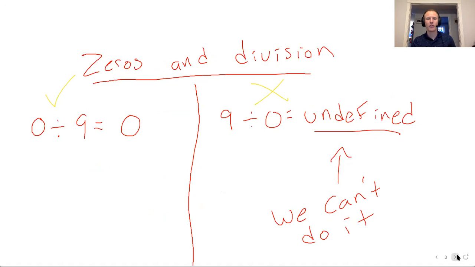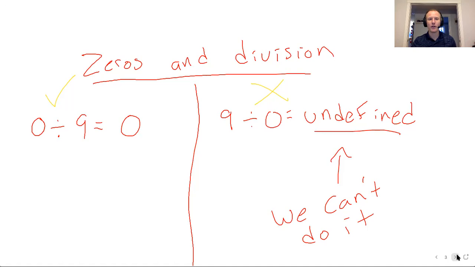On the left side of the screen there, you see 0 divided by 9 equals 0. That we can do. If I start with 0 things, I divide it into 9 groups. Each group gets 0 things. So I have 0 things to start with. I'm trying to divide that up into 9 groups. Every group gets the same amount, and that amount is 0.